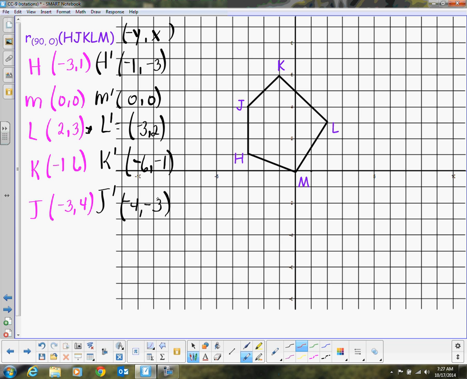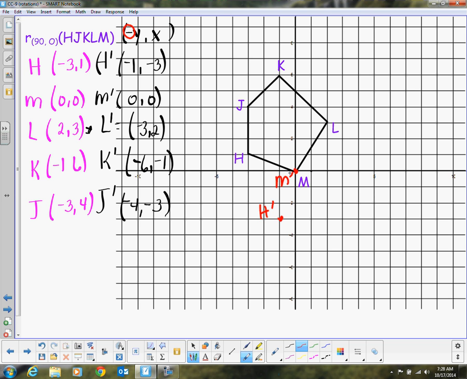We don't change the last one, no, we only take the opposite of the first for a 90. Now if it were 180, I do the opposite of both, but without a switch. Okay. So now we're going to plot those. Negative 1, negative 3, 0, 0, and label them. I need them labeled so I know what's going on. That's M and M prime.